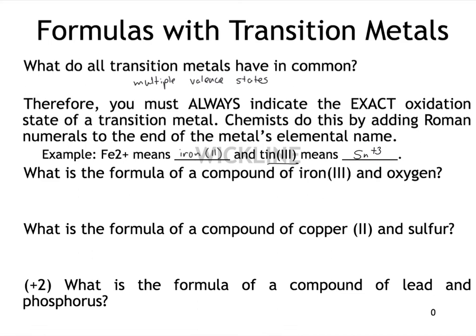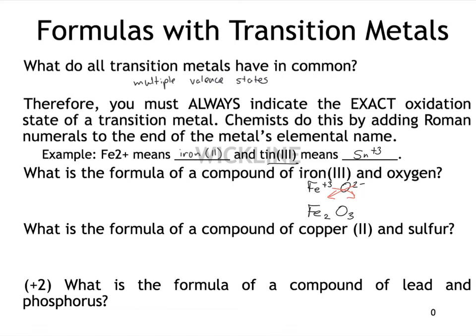So let's try an example of crossing charges with transition metals. What's the formula of a compound of iron 3 and oxygen? Let's do this quite normally. You just write the iron 3 because it's positive, so you write it first, right next to oxygen, whose charge is almost always 2-. You cross the charges down, those will become subscripts. So the subscript on the iron is going to be a 2, whereas the subscript on the oxygen will be a 3.